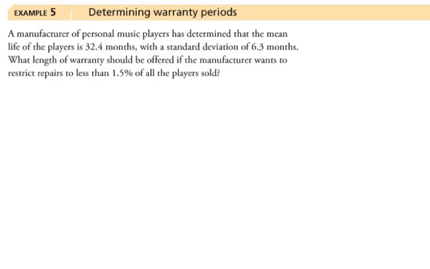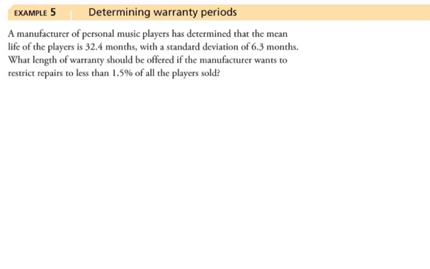Manufacturers of products often use standard deviation, mean, and z-scores to determine what kind of warranty they offer on their product. They know that eventually the product will fail. Most of the products will fail as a normal distribution, so very few will fail early, very few will fail late, but most will fail in the middle.